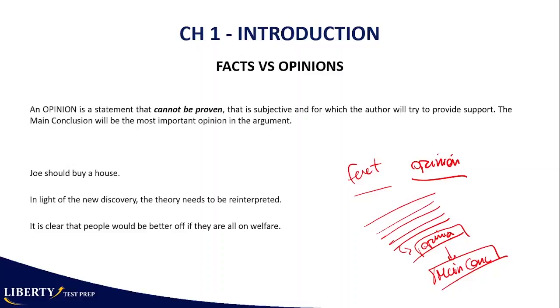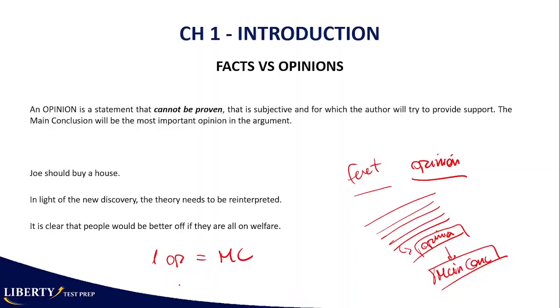Opinions cannot be proven. They can be supported though. That is subjective, and the author will try to provide support for it. Of course, they will give support in order to bolster the opinion, okay? But it doesn't mean that the opinion was proven. It's just supported, okay? The main conclusion will be the most important opinion in the argument, okay? So when you only have one opinion inside the argument, that's going to be the main conclusion. So if you only have one opinion, that's equal to your main conclusion.